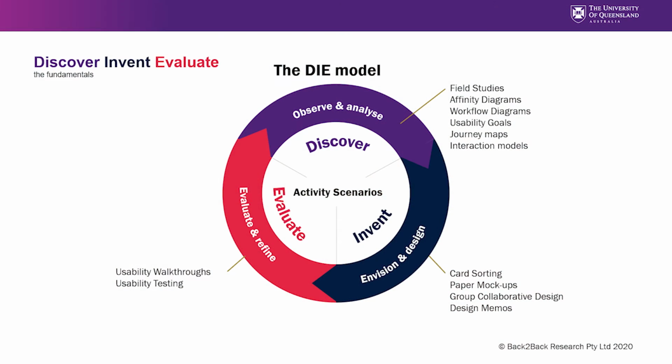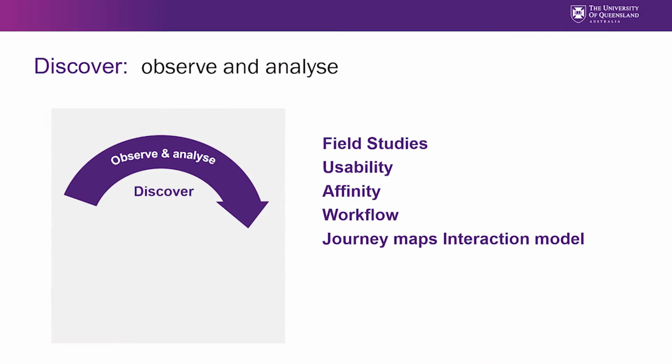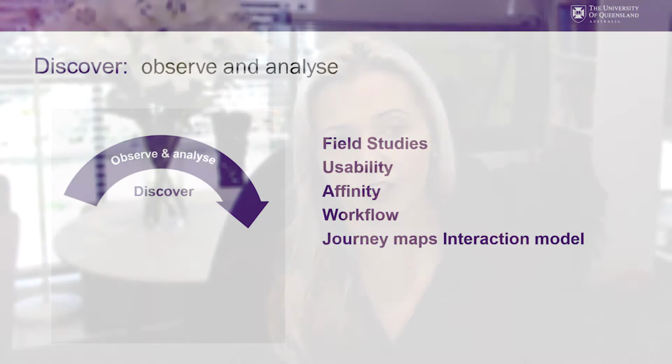Discover, which is about observing and analysing a range of people, services, products and experiences, is the first phase of the DIE model. This is also considered primarily to be user research. You cannot create a human-centred design or solution without knowing why you're building the service, experience, application or website, and for whom. This phase involves observing users, participants, and others involved in the context of use.